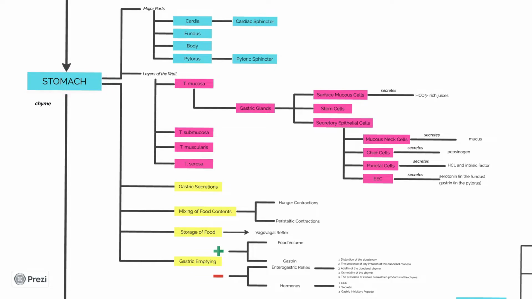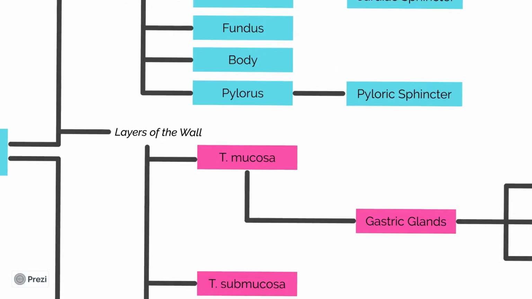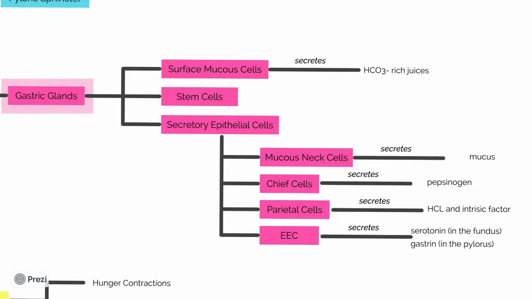The next organ is the stomach, which is composed of four major parts: the cardia, fundus, body, and pylorus. The bolus passes through the cardia to enter the stomach. The layers of the stomach wall are tunica mucosa, tunica submucosa, tunica muscularis, and tunica serosa. The tunica mucosa has oxyntic glands which consist of surface mucous cells that secrete bicarbonate-rich juices, stem cells, and secretory epithelial cells, namely mucous neck cells that secrete mucus, chief cells that secrete pepsinogen, parietal cells that secrete hydrochloric acid and intrinsic factor, and lastly, enteroendocrine cells that secrete serotonin and gastrin.